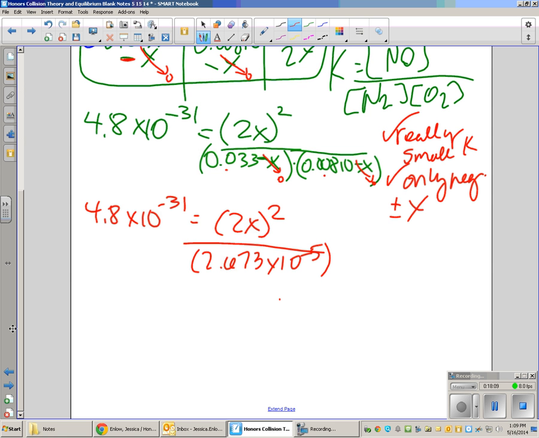This bottom, I just multiplied 0.033 times 0.00810. I took these two numbers that I had left over and I actually finally multiplied them. Because once I ignore x, I pretend x isn't there. So then it's just multiplication on the denominator. So when I neglect x, it makes my math way easy. And that's why I choose to neglect x, because it's a method that helps me get through the problem. And all chemists use it, so I didn't make that up.